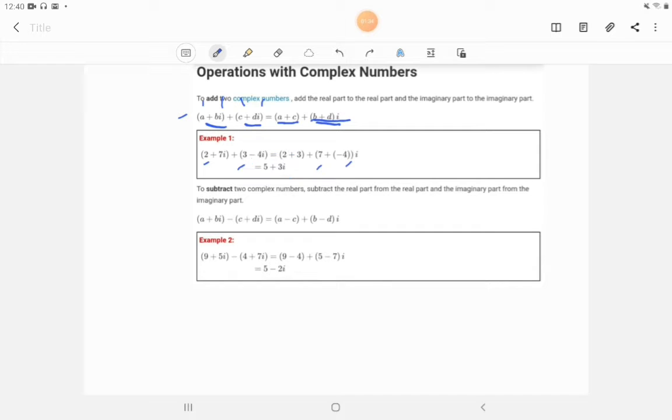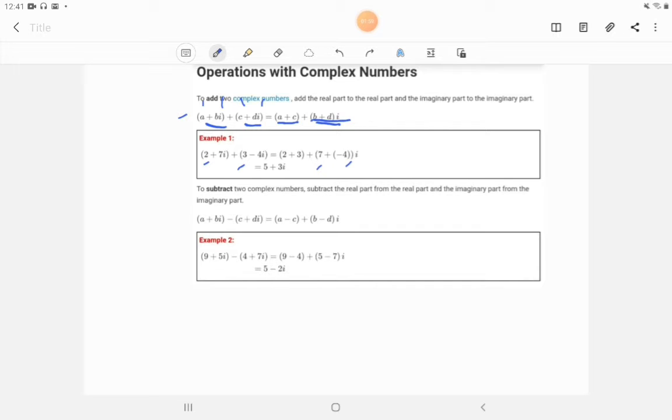Okay, so that's how you add complex numbers. To subtract two complex numbers, subtract the real part from the real part and the imaginary part from the imaginary part. So almost the same as addition. However, the operation we perform is subtraction instead of addition.